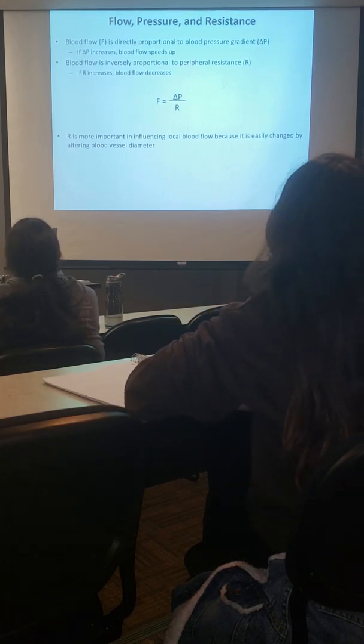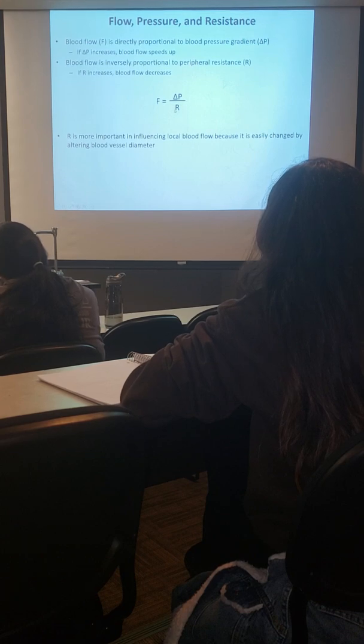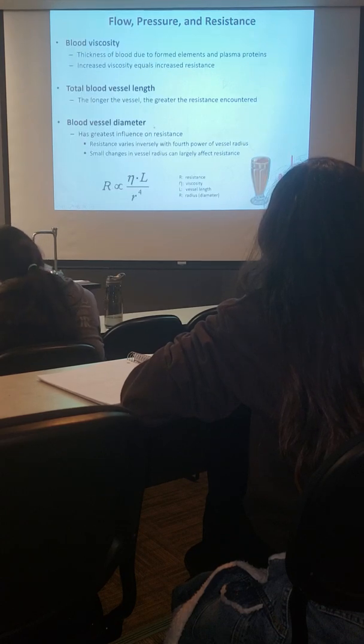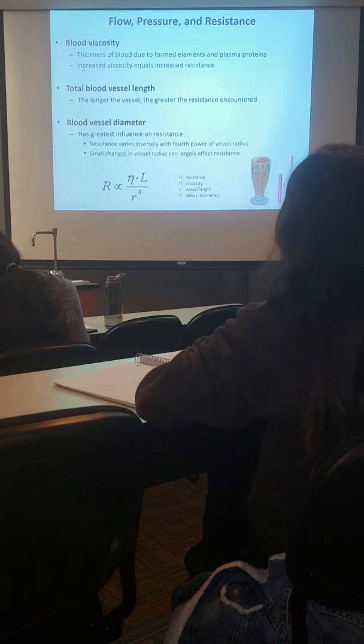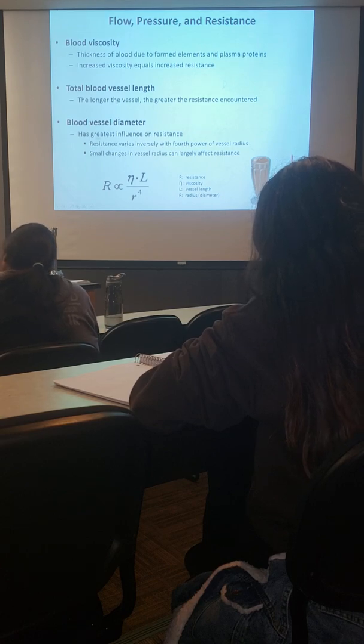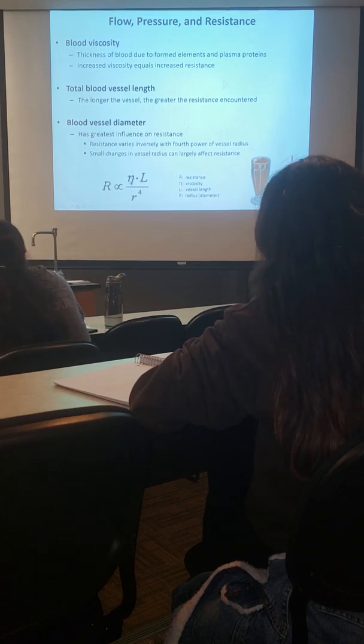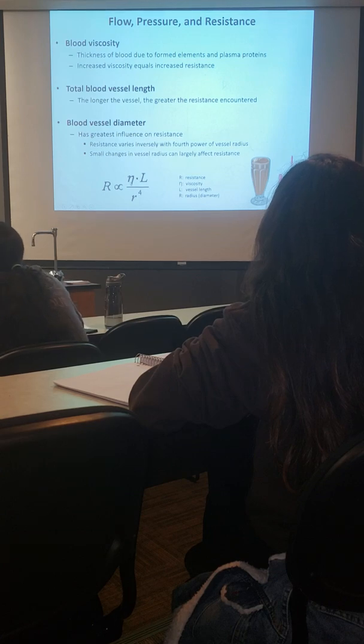Now, what we're going to look at specifically in the next slide is this resistance right here and what causes resistance, okay? So there are 3 parameters that affect resistance. You have blood viscosity, total blood vessel length, and vessel diameter. And again, I know that this equation looks scary, but I'm not going to ask you to calculate anything out. It's again just to show you relationships, okay?